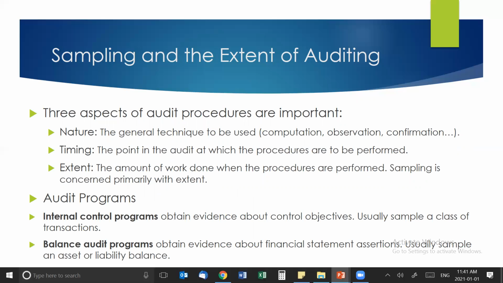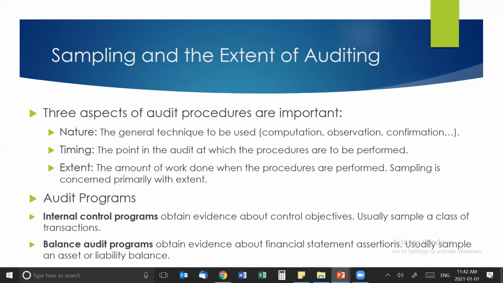Right, so we have to look at the nature, timing, and extent of our audit procedures. The nature is what technique is going to be used. The timing is at what point of the audit the procedures are going to be performed. Some procedures, especially internal control procedures, can be performed before year end, but some substantive procedures have to happen after year end if you're confirming the year end accounting amounts. And then the extent is the amount of work you're going to do on the procedures. So sampling is part of the extent of the audit procedures.